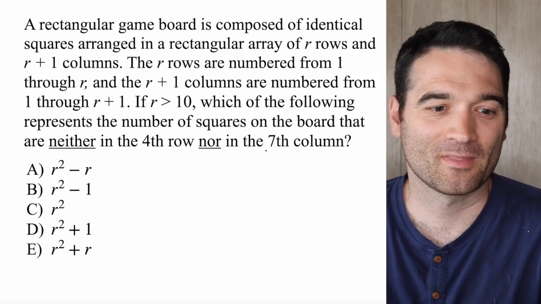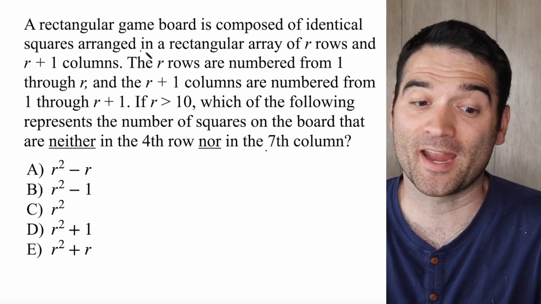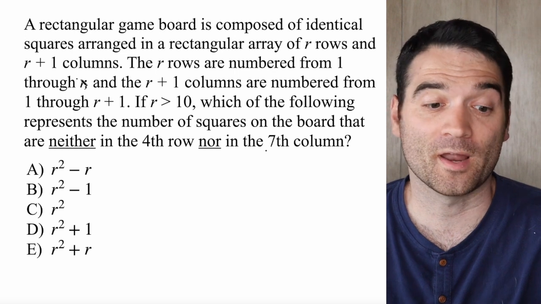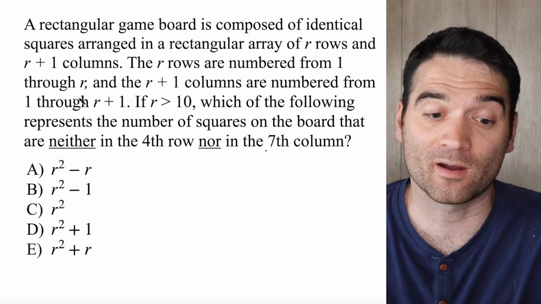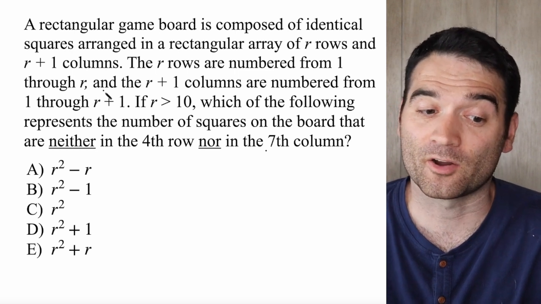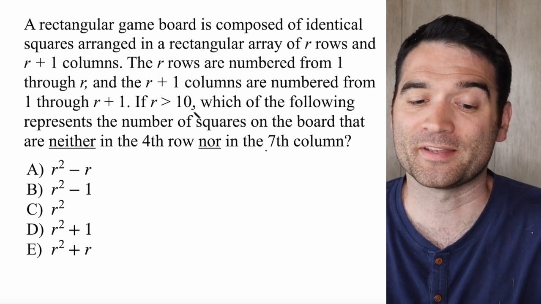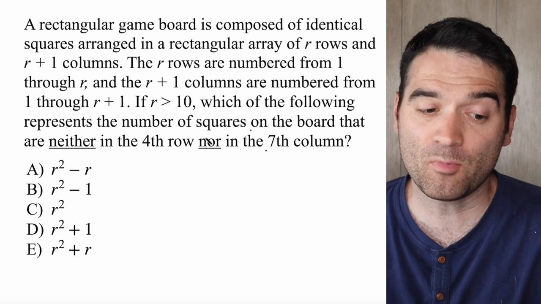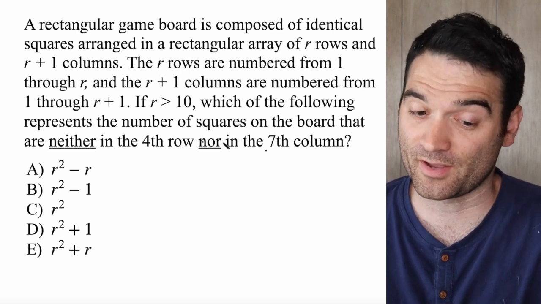Let's take a look. A rectangular game board is composed of identical squares arranged in a rectangular array of R rows and R plus 1 columns. The R rows are numbered from 1 through R, and the R plus 1 columns are numbered from 1 through R plus 1. If R is greater than 10, which of the following represents the number of squares on the board that are neither in the 4th row nor the 7th column?